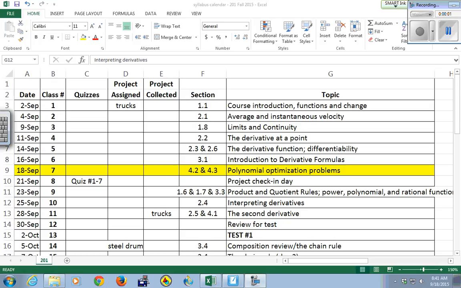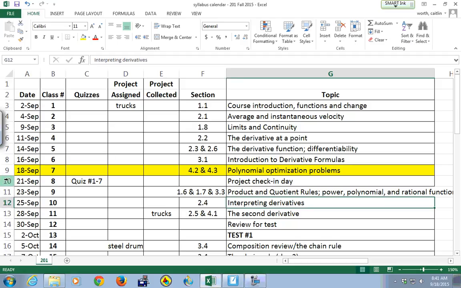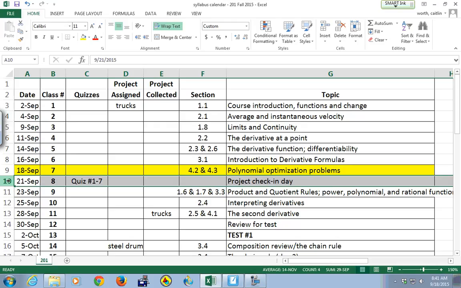Polynomial optimization problems today. We did a little bit of it on Wednesday. And just to remind you of what's coming up, on Monday, I'm going to give you quiz 1 as a take-home, and it will cover lessons 1 through 7, so everything that we have done up through today. So I'll give that to you Monday. It'll be due the following class Wednesday. It's pretty short. And then your trucks project is due the following Monday, September 28th.